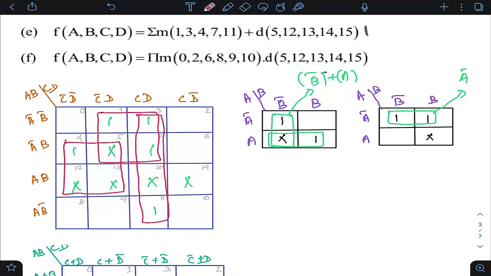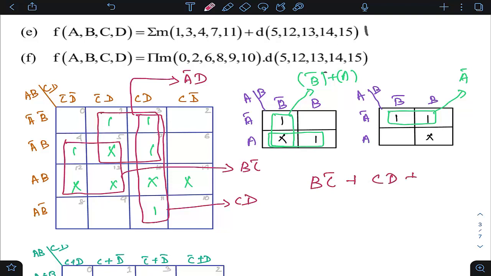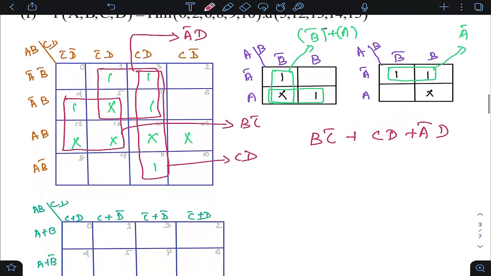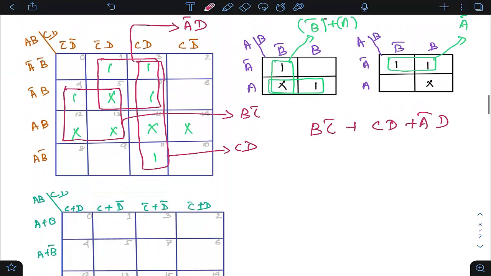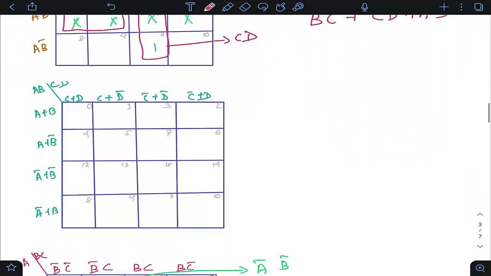The answer corresponding to this is CD. The answer corresponding to this is A bar D. The answer corresponding to this is B C bar. So the answer is B C bar plus CD plus A bar D. This is the answer. So this is how you handle the K map which has don't care combinations. Now let us solve the next K map: 0, 2, 6, 8, 9, 10.